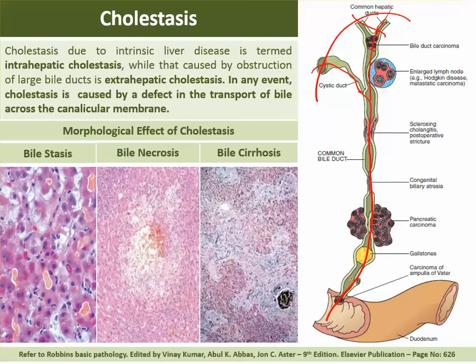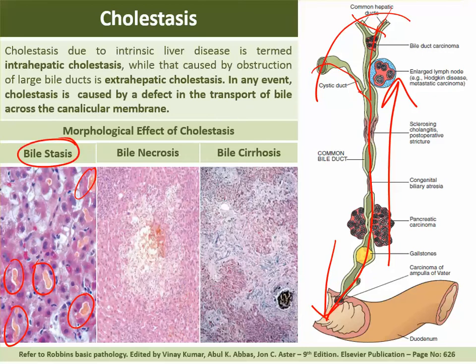So the bile will not reach the duodenum, and the bile stasis will be retrograde. In the bile canaliculi you will see the bile, these bile canaliculi filled with bile. It is called bile stasis. Now, if it persists for a longer period, it will create necrosis, called biliary necrosis. And if it is there for a very long period, it will create fibrosis. It is called bile fibrosis, otherwise called bile cirrhosis.